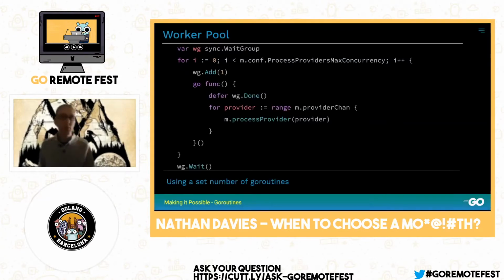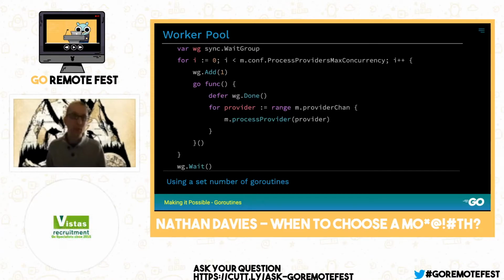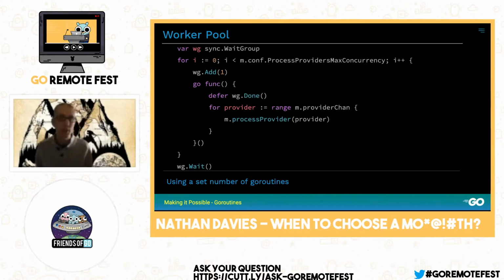So this function snippet defines a worker pool. And this function can be called in a Go routine, as I say, to make it non-blocking. The process provider function called here is where the manager struct takes advantage of the processor interface and can essentially call process, regardless of the provider type.